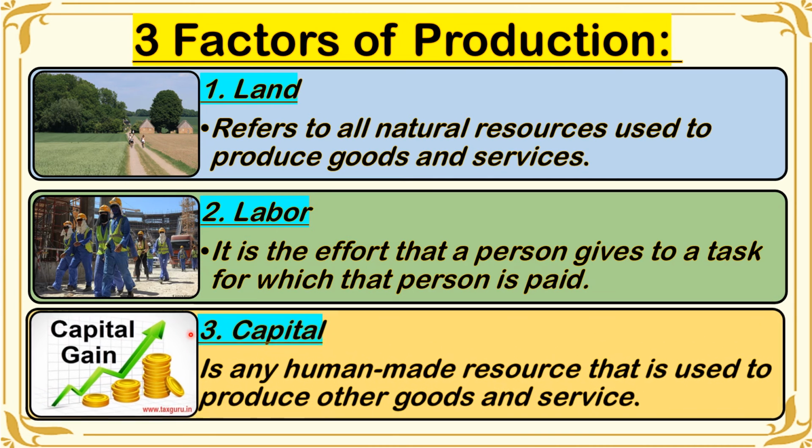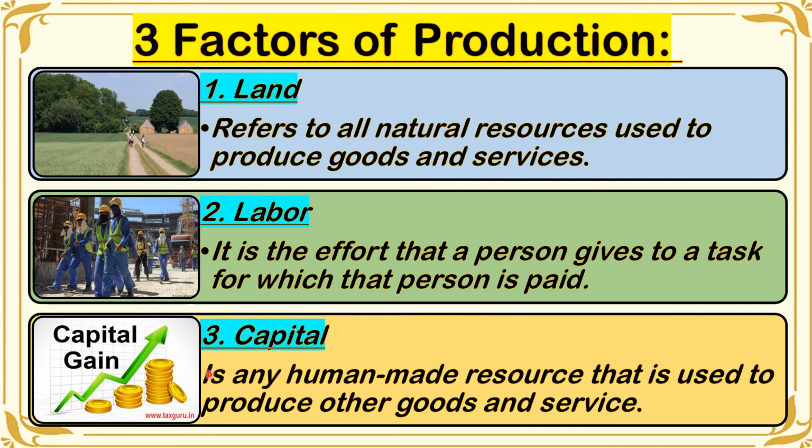And number three, capital, is any human-made resource that is used to produce other goods and services, for example, money, funds, and assets. All these three things you can use in order to produce other goods and services.